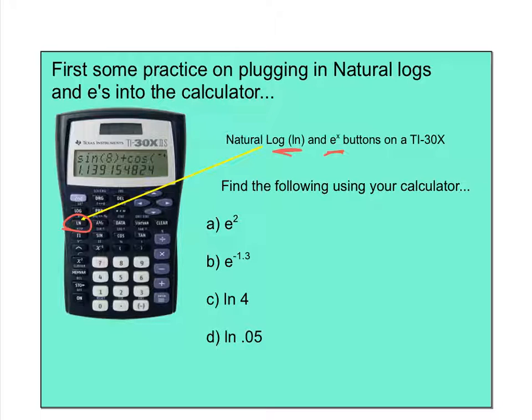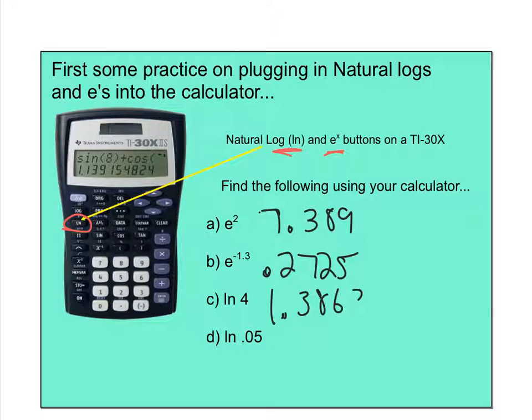So if I go e to the second, that's going to be 7.389. If I go e to the negative 1.3, that's going to be 0.2725. And if I go natural log of 4, it's going to be 1.3863. If I go log of 0.05, it's going to be negative 2.99, basically negative 3. All right, so remember, natural log basically means log base e. So we just kind of shorten it to that.